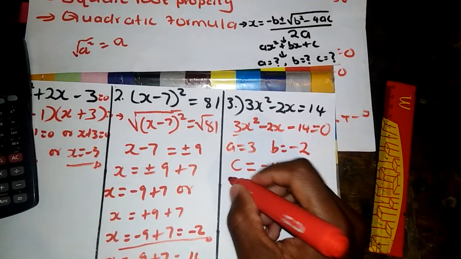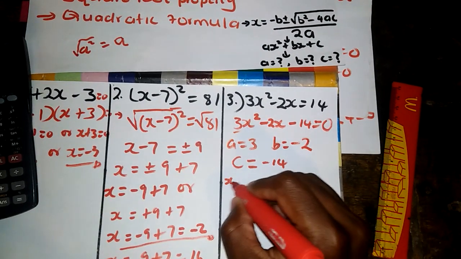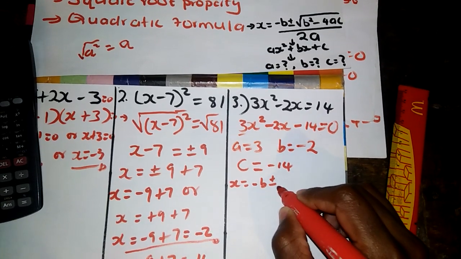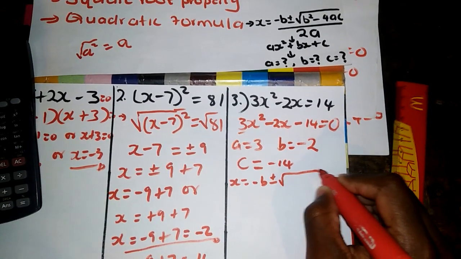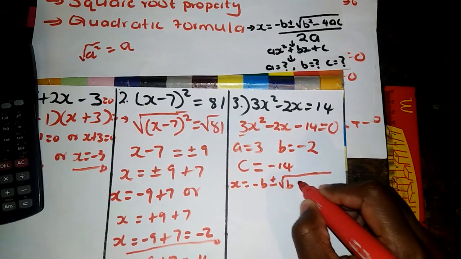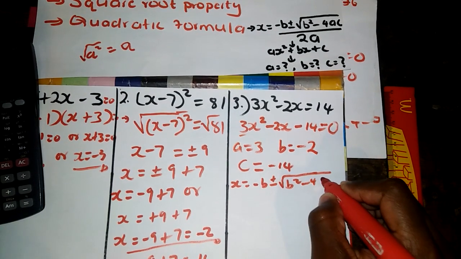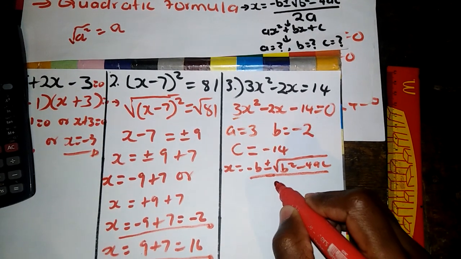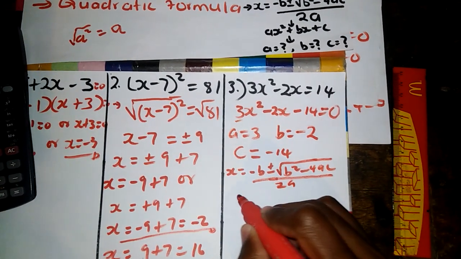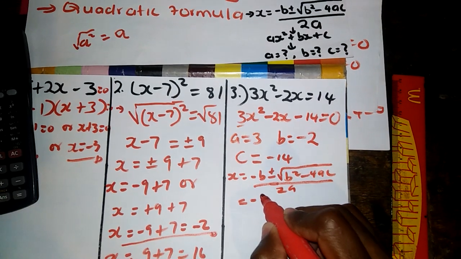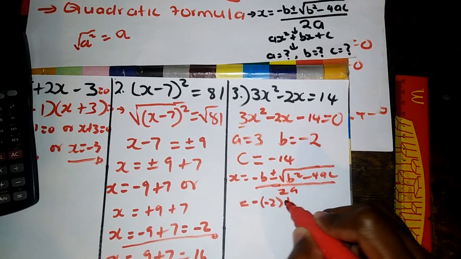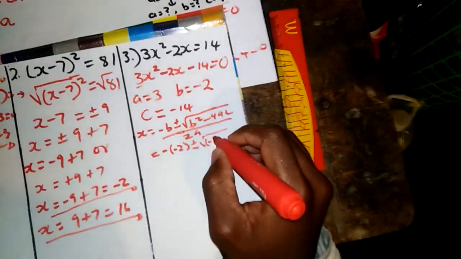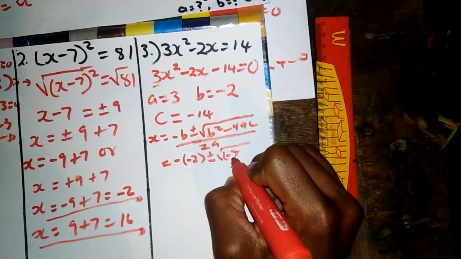Then you put the quadratic formula that says negative b plus or minus the square root of b squared minus 4ac, all over 2a. So instead of b, I'm going to put negative 2.